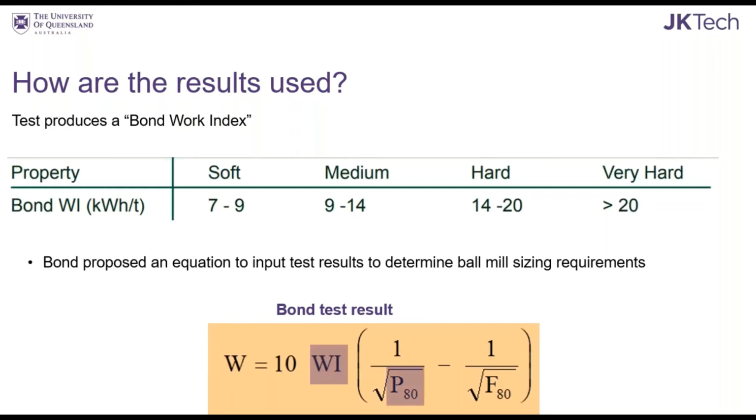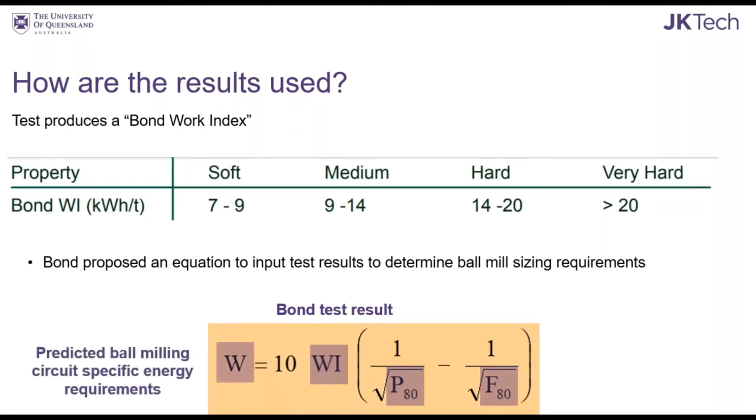And obviously with that one, you need a target P80 in mind, together with the expected F80 of the circuit. And you will end up calculating the predicted ball milling circuit specific energy requirements.